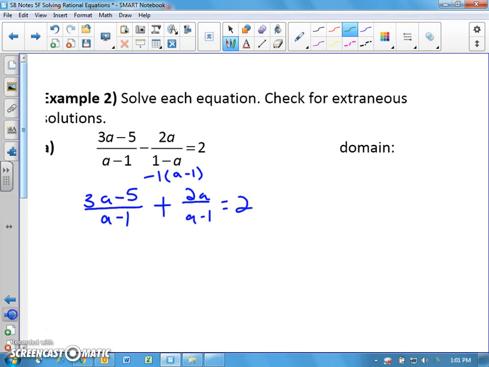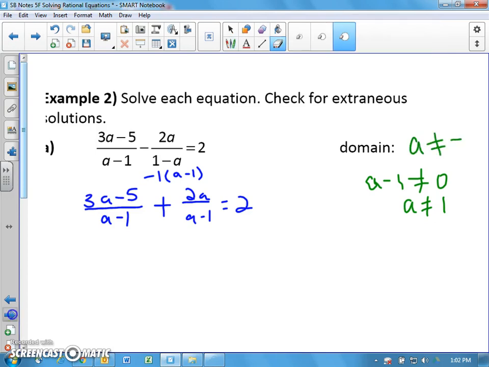Let's think about domain. In this case, I do have a variable, so I need to think that a minus 1 cannot equal 0. So if I just solve that, that means a cannot be positive 1. So my domain is all real numbers except positive 1.